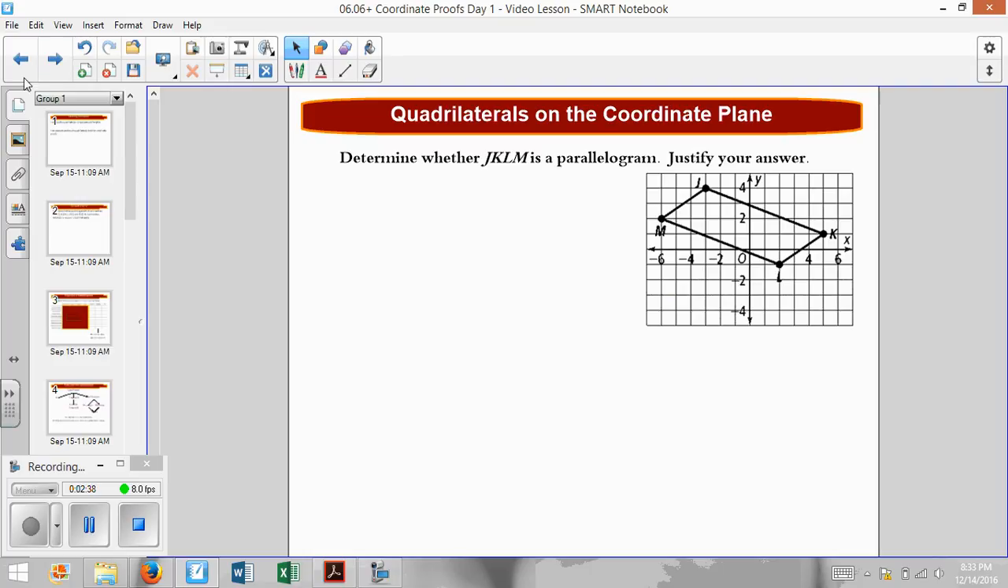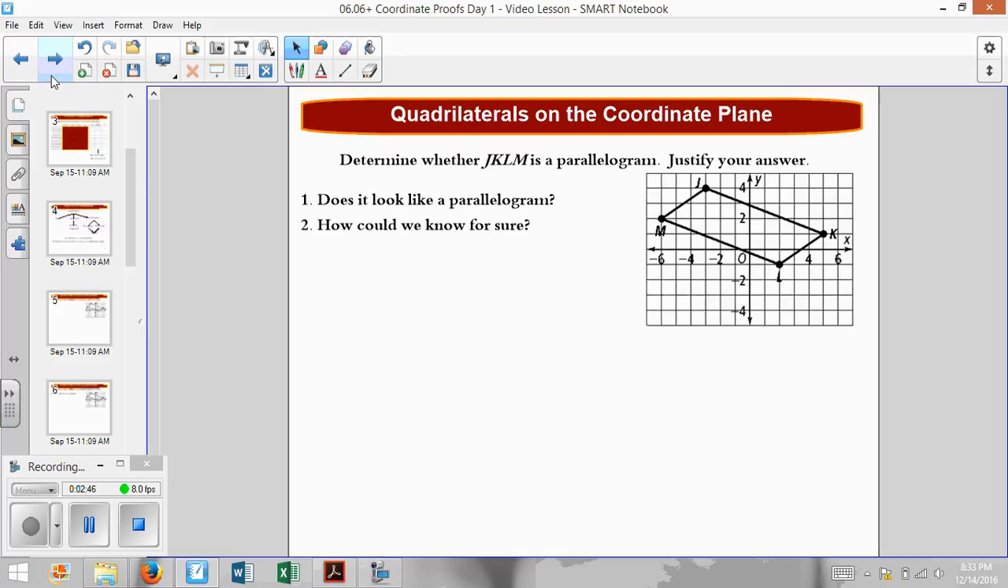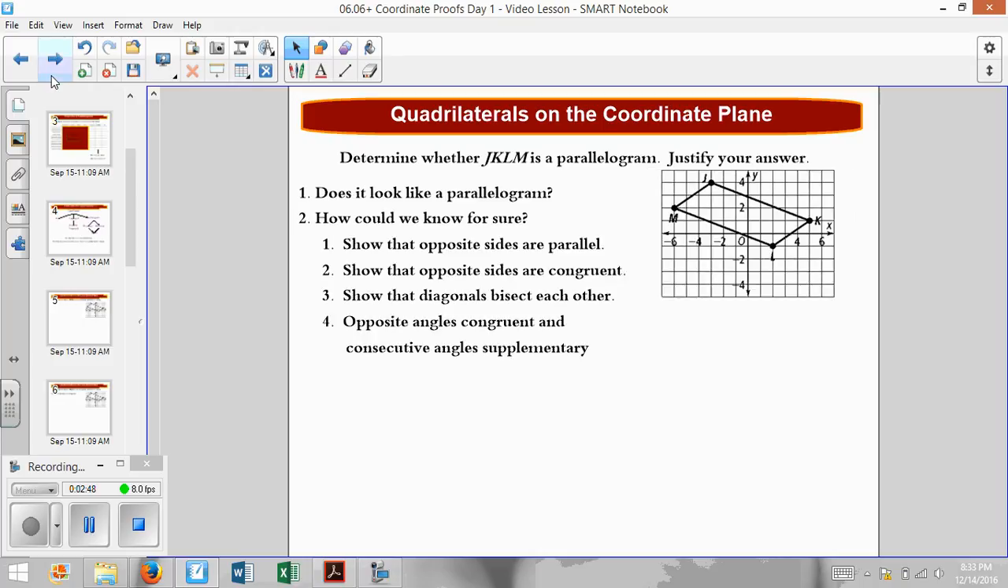So there's a bunch of different ways you can justify mathematically that this is a parallelogram. So, okay, we answered this question. It looks like a parallelogram. Yeah. Okay. How do we know for sure? That's what we're getting to.